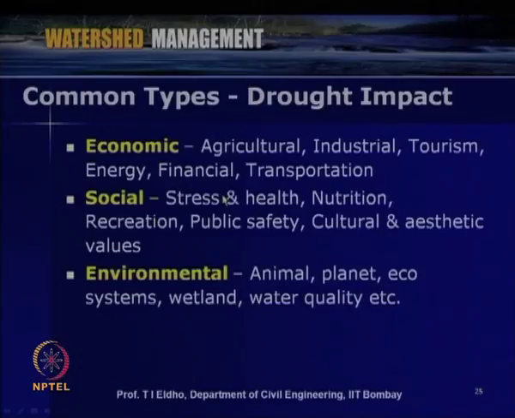Then social impacts, like social stress, the health of the people being affected, malnutrition, no facility for recreation, public safety being affected, and the cultural and aesthetic values being affected. These are some of the social impacts of the droughts. Then when we look into environmental impacts, the flora and fauna are affected, the area is affected, the ecosystem is affected, wetlands are affected, and surface water and groundwater qualities are affected. So, there will be a number of environmental impacts.